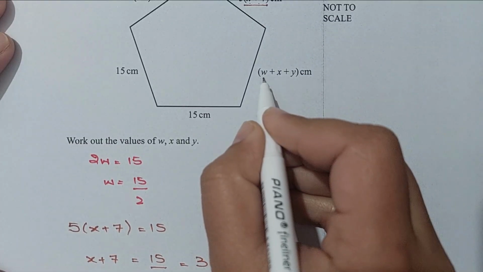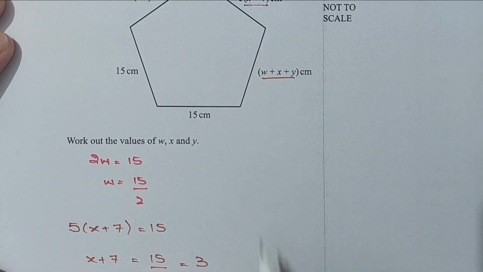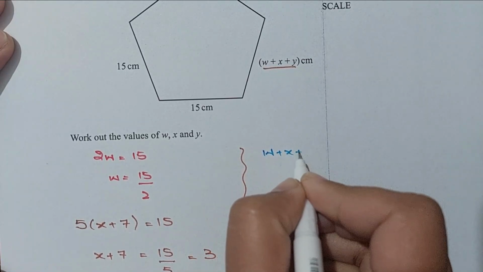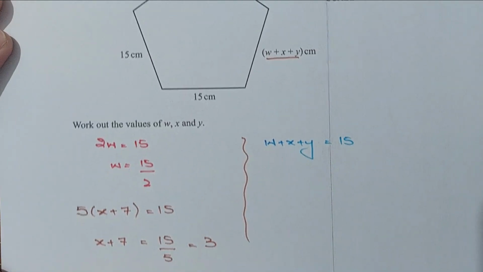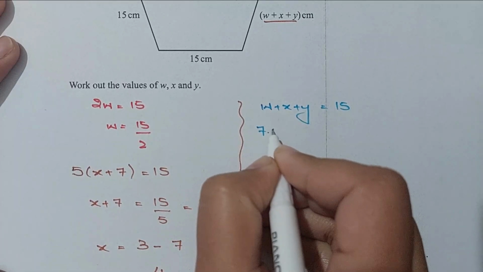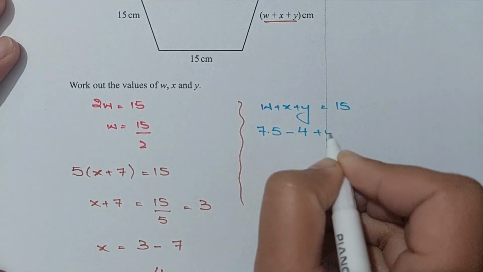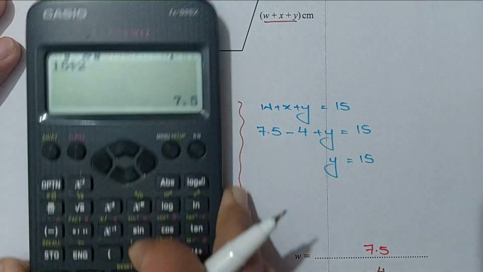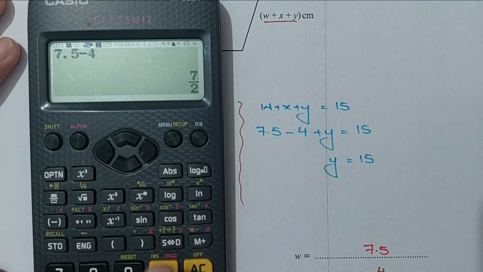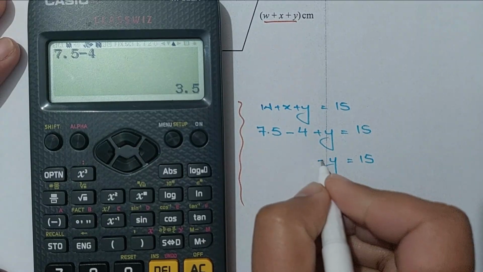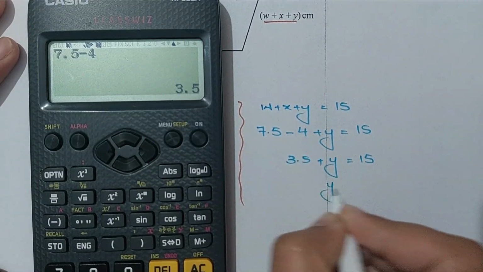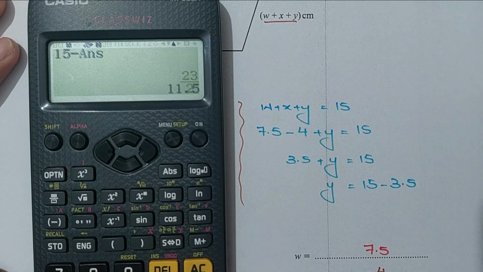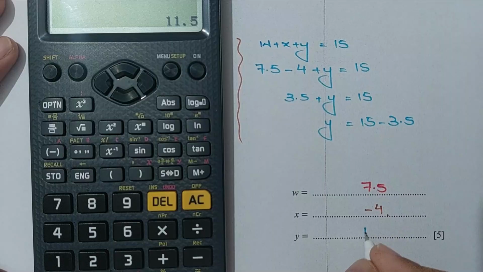Okay, the sum of x, y, and w is also 15. We can say w plus x plus y, this sum is 15. W value we have done, it is 7.5, sorry. X value is negative 4. We don't know the y. So y equals 15 minus 7.5 minus 4. This is 7.5 minus 4, that is 3.5. So y would be equal to 15 take away 3.5. 11.5 is the y value.